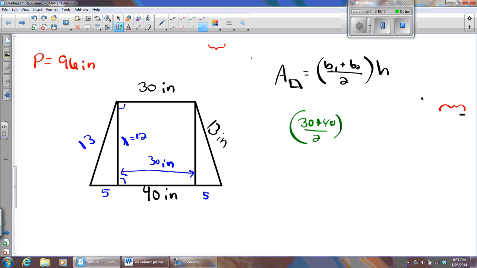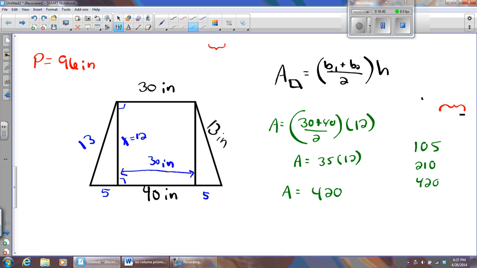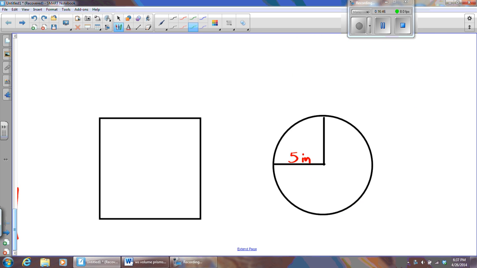So I'm going to take this 30 plus 40 divided by 2, and I'm going to multiply it by 12. Okay, and so I'm going to have 35 times 12. If I triple 35, I get 105. If I double that, I get 210. And if I double that, I get 420. So the area should be 420 inches squared. And there you go. All right, now, a circle.